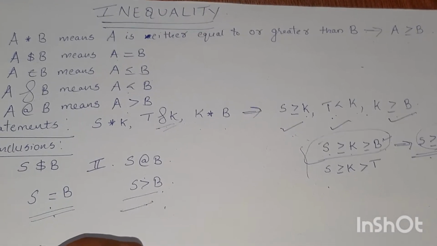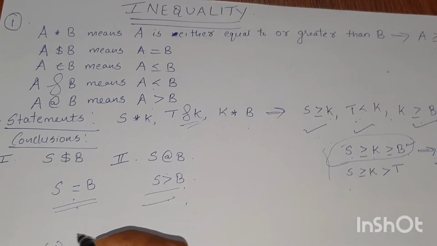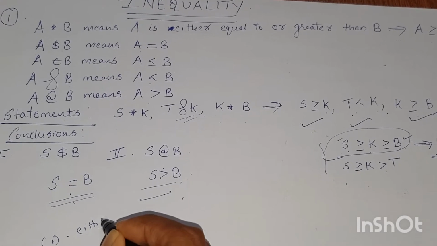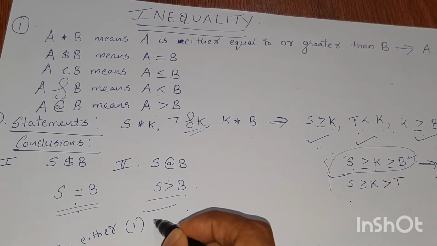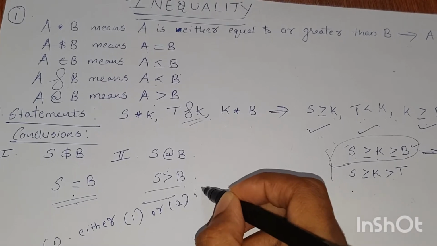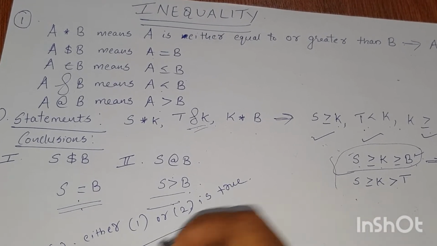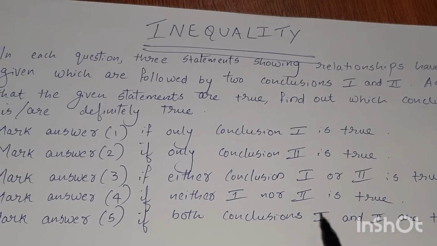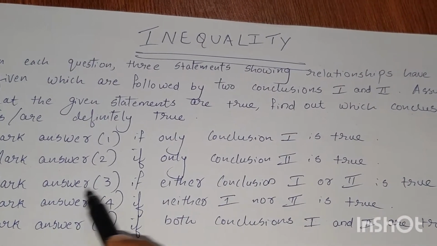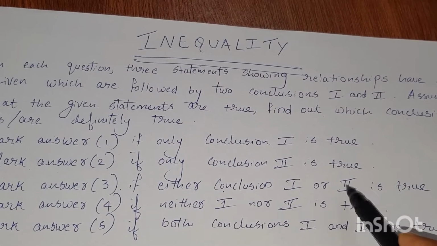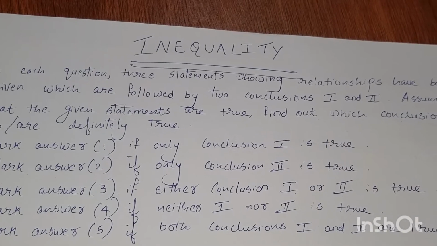So we can write, what will be the answer? Either conclusion 1 or 2 is true. That is our answer. So which option do we choose? We choose option 3. Mark answer 3 if either conclusion 1 or 2 is true. So answer is 3, right?